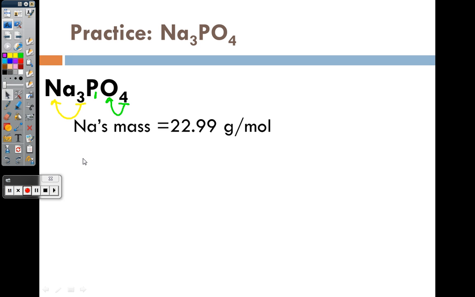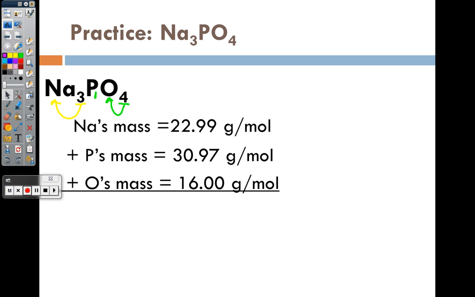So there's your sodium, which has 22.99. Then there's your phosphorus, which is 30.97. Then there's your oxygen with 16 grams per mole. Can I just add it up and be done with it? No, because why? Exactly. I have to multiply, because I have more than 1 of them.